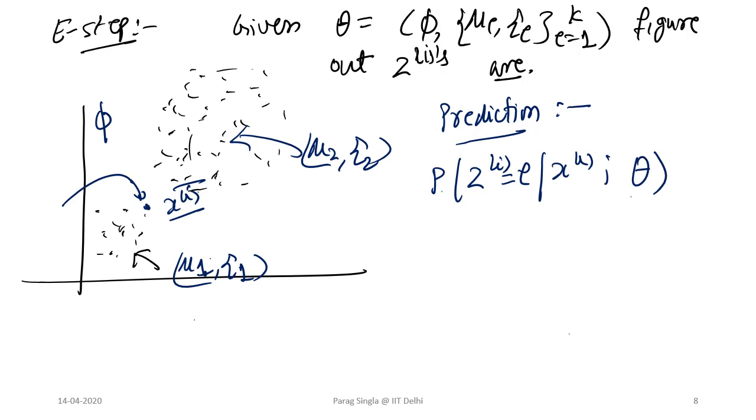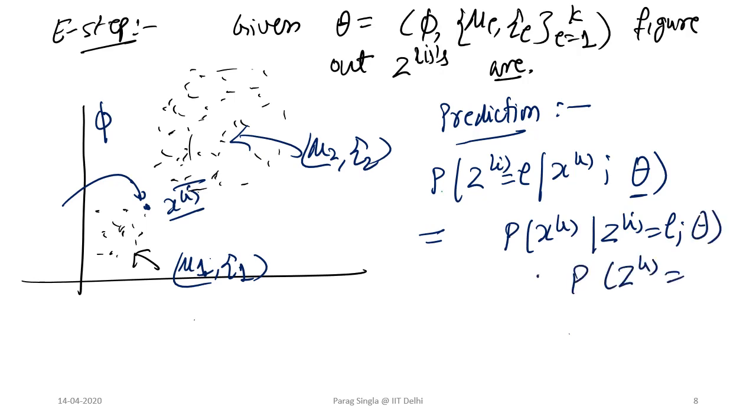So given the theta parameters, we can compute this probability, and this will exactly correspond to the soft assignment of this point xi to different clusters. But let's just compute this first using Bayes rule. We will get P of xi given zi equal to L parameterized by theta, times P of zi equal to L parameterized by phi, over P of xi parameterized by theta.